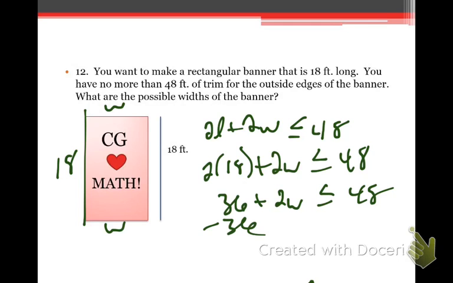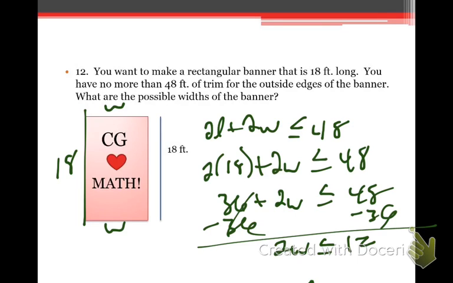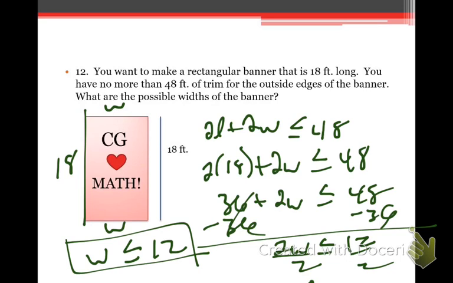Okay, subtract 36. And then divide by 2, and the width has to be less than or equal to 12 feet. Okay, so what are the possible widths of the banner?